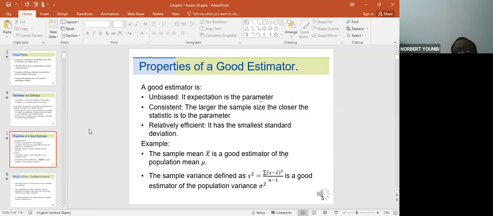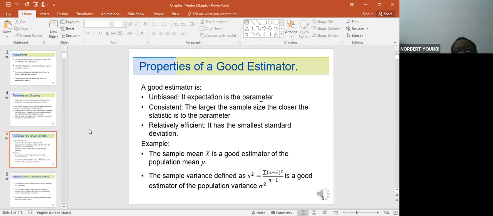An estimator is generally a sampling distribution of a sample statistic. We consider it to be an unbiased estimator if the expectation of that distribution is the parameter we want to estimate. It is consistent, that is, the larger the sample size, the closer the statistic is to the parameter. It is relatively efficient or reliable if it has the smallest standard deviation, that is, it varies less than any other estimator for the same parameter.